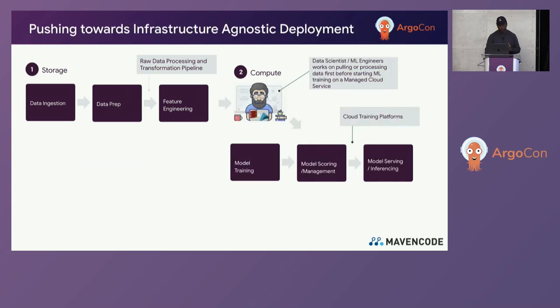So one thing we've done is to identify the two main things that you do whenever you're trying to train a model. You have the storage part, where you're ingesting all this data and curating the data for your model training, and you have the compute part, which is where you have your GPUs or CPUs running on the cloud.